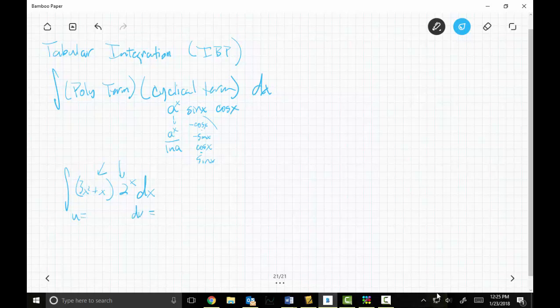Now, I'm always going to pick the polynomial term to be my u. So this is going to be 3x squared plus x. I'll explain why in just a minute. The dv is going to be whatever's left over, so this is going to be 2 to the x dx.